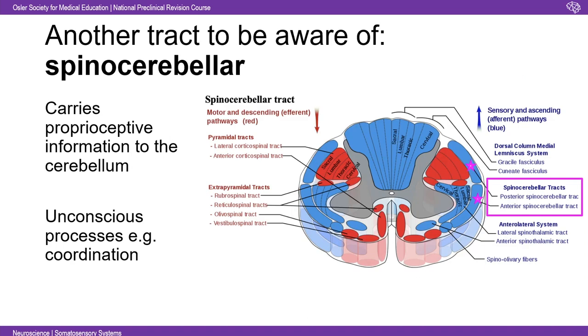Finally, something that I've seen mentioned in your syllabus is the spinocerebellar tract. So that carries proprioceptive information to your cerebellum, but importantly, it's your unconscious processes and your coordination. So you're not really aware of this, but it's constantly working to keep you upright and coordinated. It's highlighted on the right. It's the most lateral in the spinal cord, and it's again got an anterior and posterior, but I wouldn't worry about that at all.